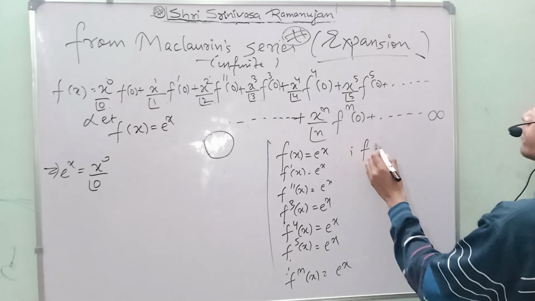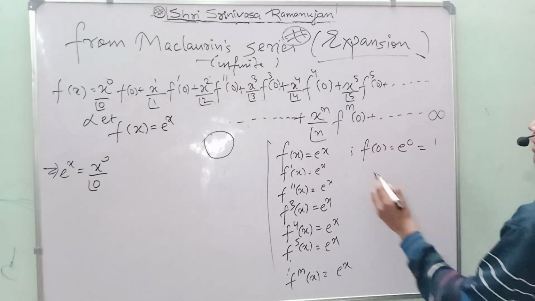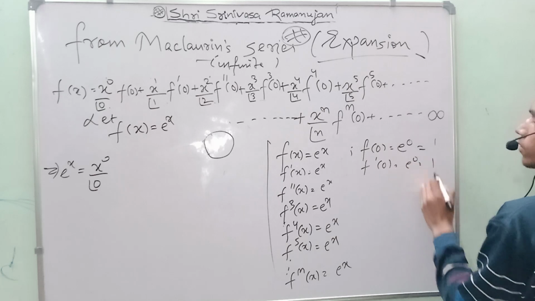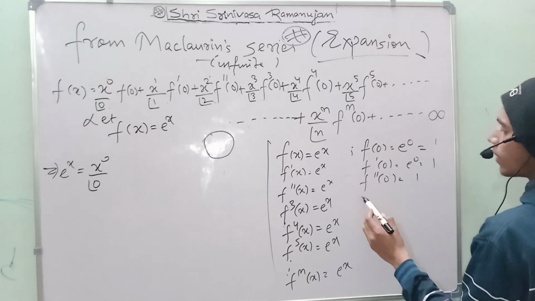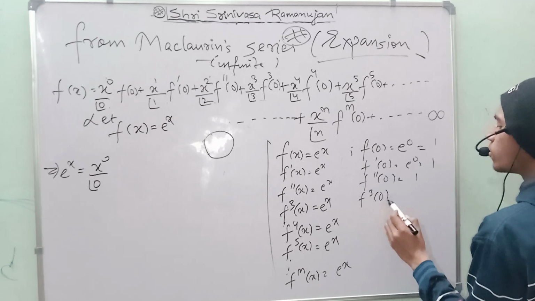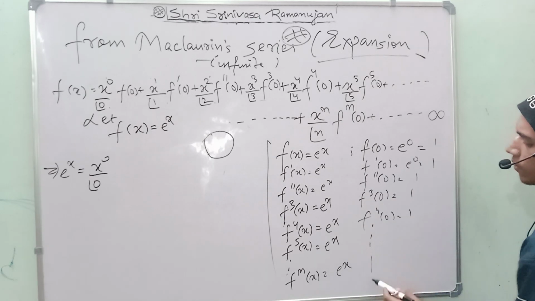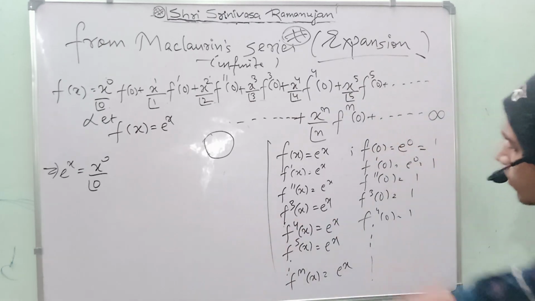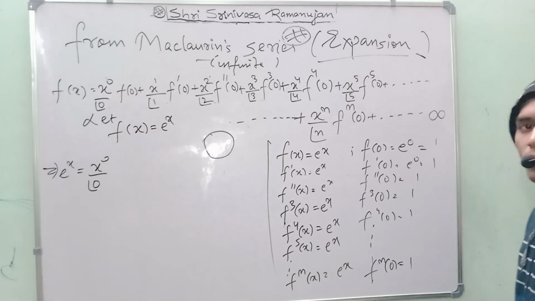If you see f(0), what will be f(0)? e to the power 0, that is equal to 1. f'(0) is also e to the power 0, that is 1. f''(0) is also 1. f'''(0) is also 1. f''''(0) is also 1. Similarly, in all the cases, f^(5)(0) is equal to 1, and f^(n)(0) is also equal to 1. No problem up to here.